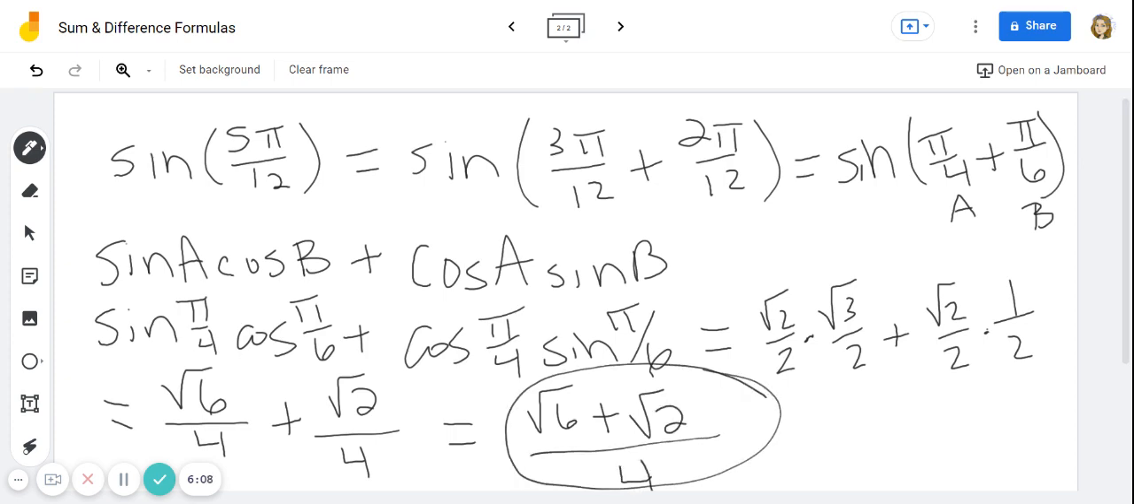So that is the value of sine of 5 pi over 12. And we can find that without any calculator, without a decimal. A lot of times this will say find the exact value, which means you want to find it without any decimals.